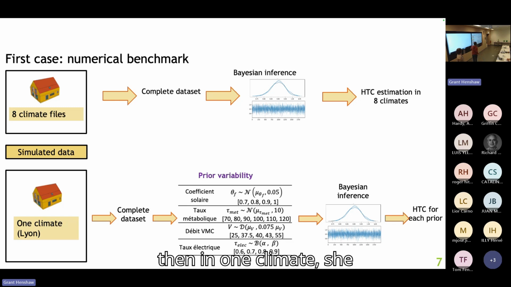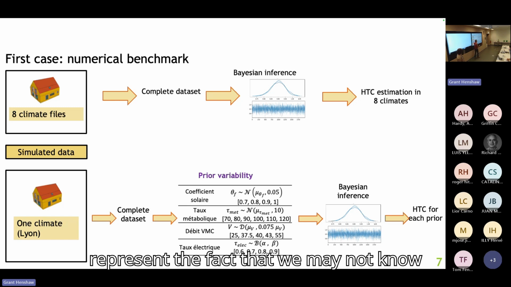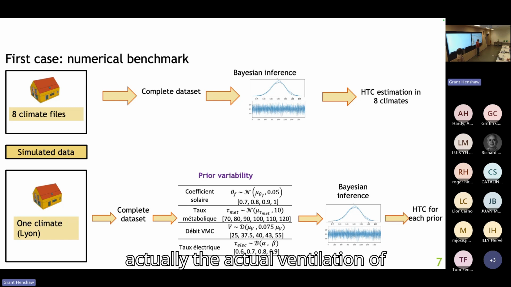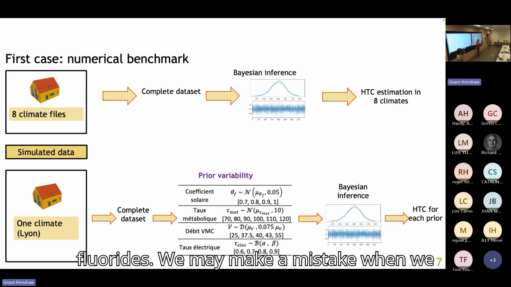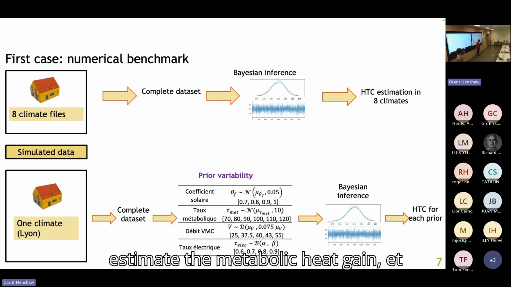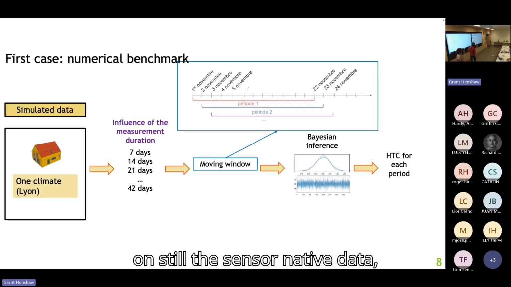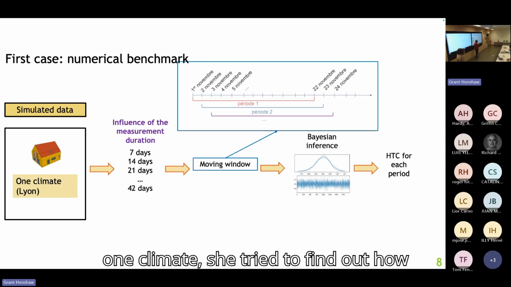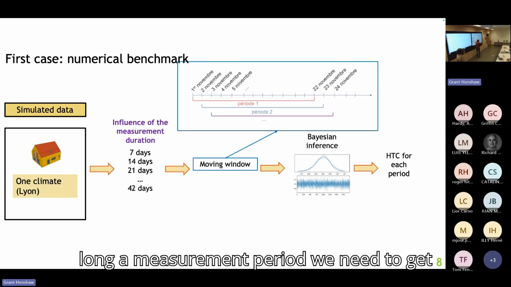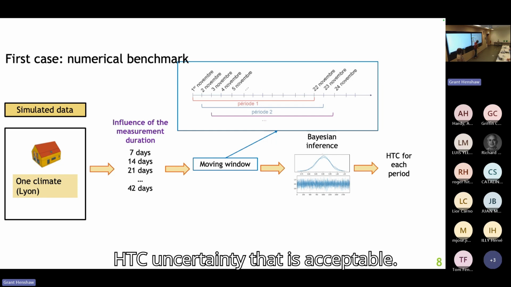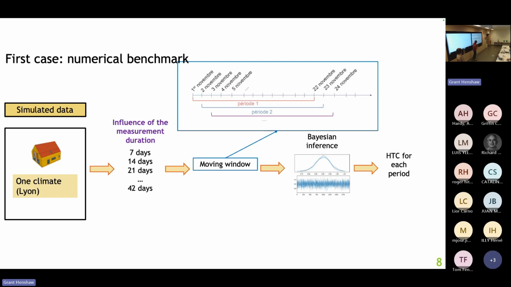And then in one climate, she varied the prior distributions to represent the fact that we may not know actually the actual ventilation flow rates. We may make a mistake when we estimate the metabolic heat gain, etc. And then, on still the same simulated data, one climate, she tried to find out how long a measurement period we need to get HTC uncertainty that is acceptable.